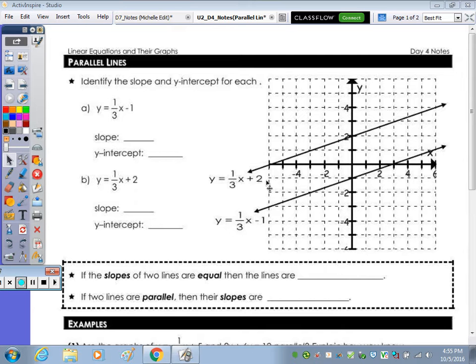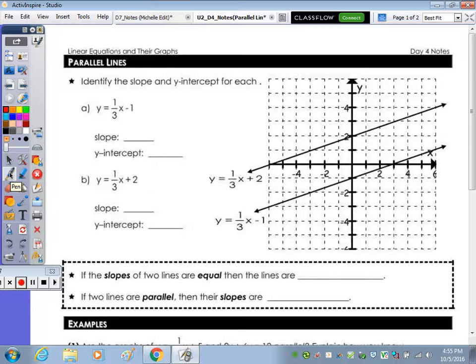In today's notes, we're going to take a look at parallel lines and then also at what the points on a graph for a line represent. So on the first page is parallel lines, and the star says to identify the slope and y-intercept for each of the lines to the right.